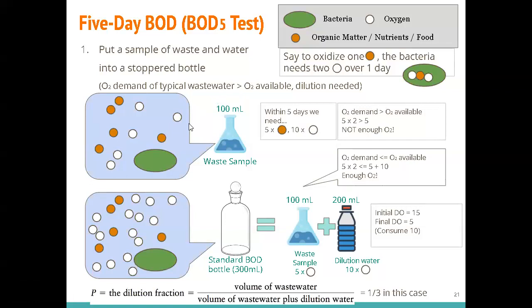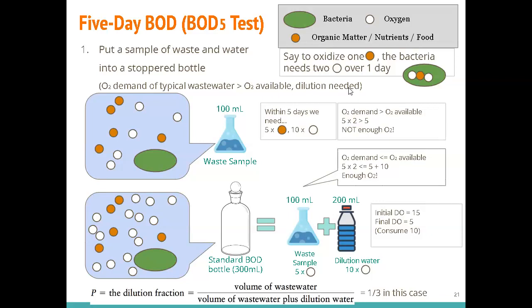So what happened? If you leave that for 5 days, you will go into the anaerobic decomposition, and that's not good. That's not what we want, right? We want to use the amount of oxygen to measure the number of brown dots. If you don't have enough oxygen, then you cannot do the measuring, right? So the oxygen demand of the wastewater is larger than the oxygen available, which is 5 in this case. The demand is 10 and the available is 5.